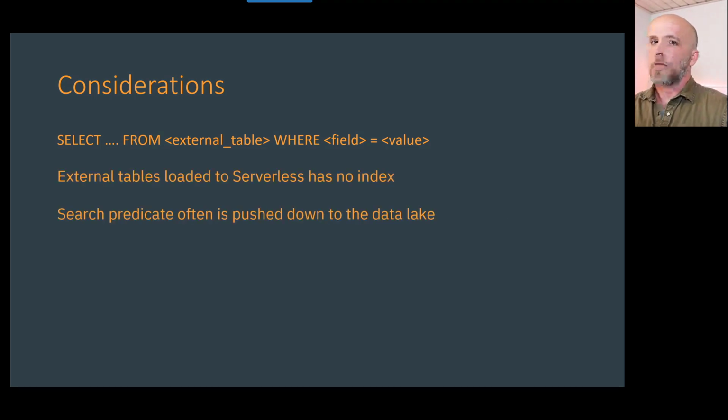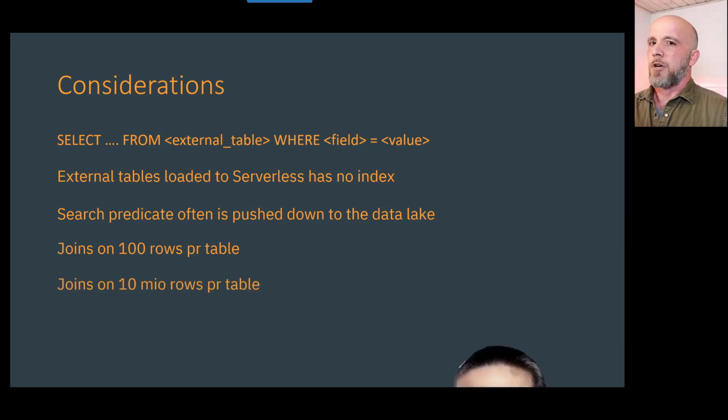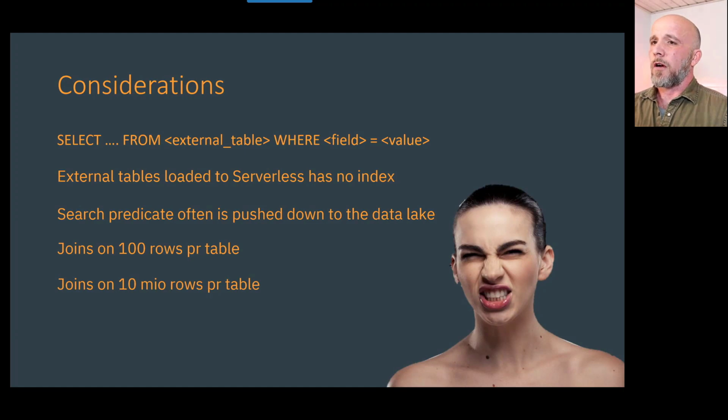So what does this give us? Well, if I do a join on 100 rows per table, that's fine, because that's nothing. That's a heap scan that is okay. But if I join 100 million rows per table, well, not so funny, because a join on 2 heap tables with more than 10 million rows won't be funny for us.